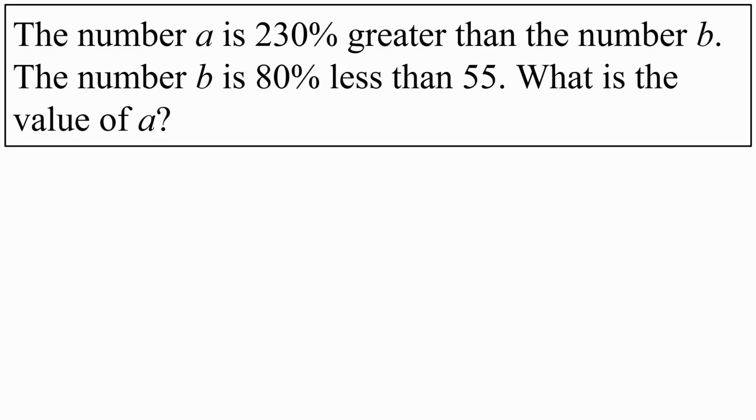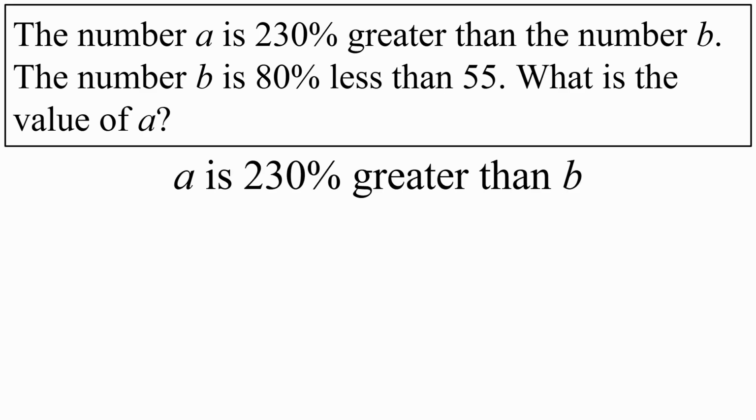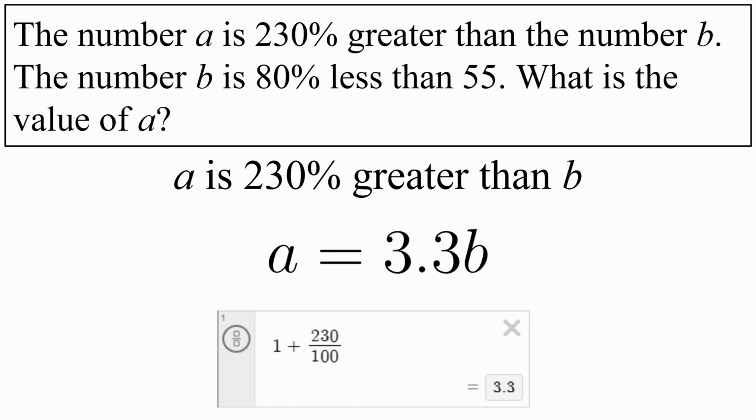Okay, so why don't we first look at the first sentence. We have A is 230% greater than B. Well, a 230% increase, my calculator tells me that's a multiplier of 3.3. So that's A equals 3.3B. And you see the A goes with the A, "is" means equals, 230% greater, that's 3.3 as we just discussed, and B is B. So that is one of the equations to this problem.